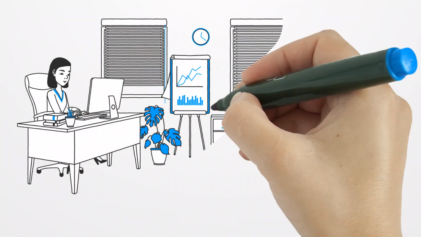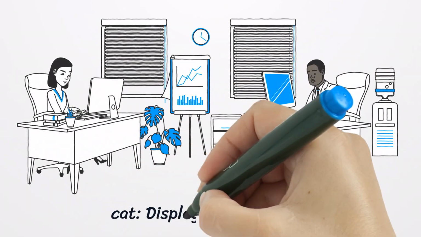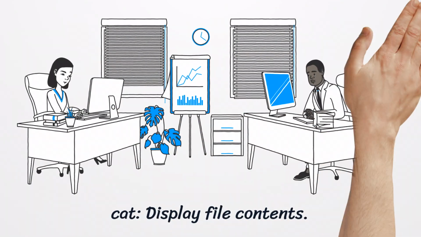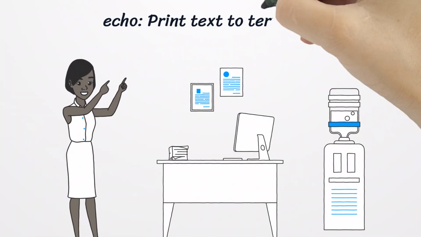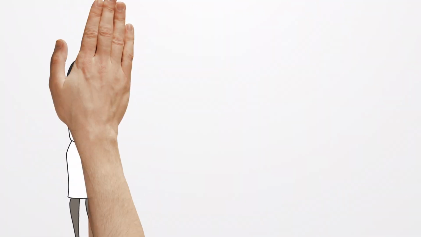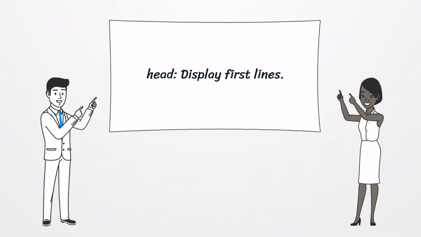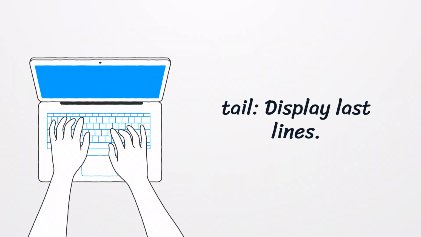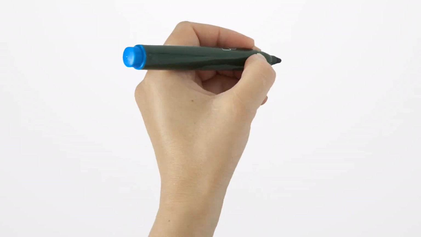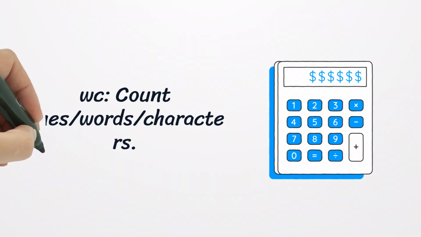Display the contents of a file. Print text to the terminal or write to a file. Display the first few lines of a file. Display the last few lines of a file. Count lines, words, and characters in a file.